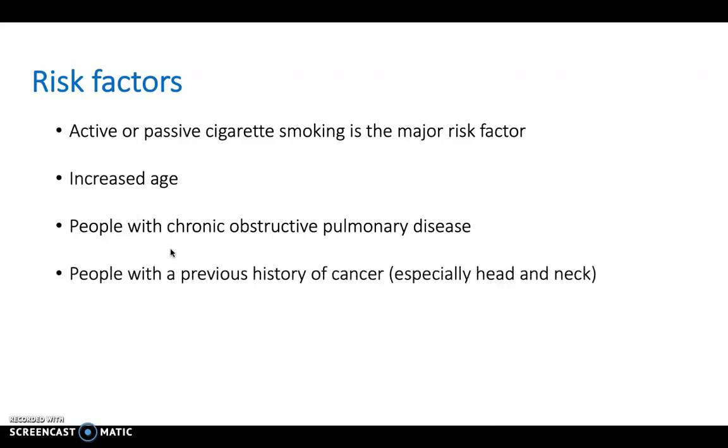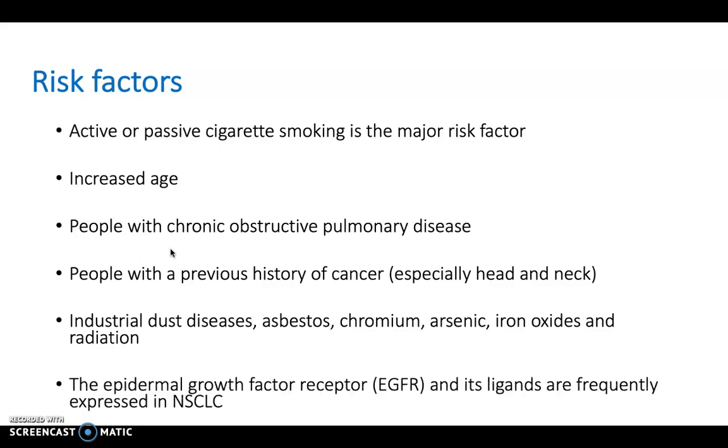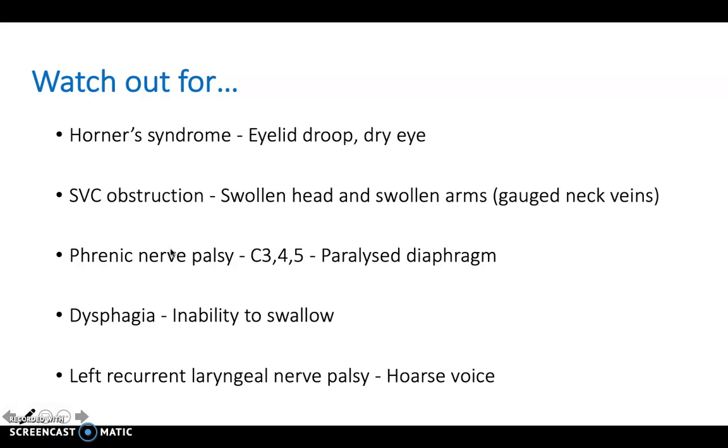People with a previous history of cancer, especially head and neck, are more likely to get lung cancer. And those who've worked in the industry of dust, asbestos, chromium, arsenic, iron oxalates, and radiation, so different metals which are linked to lung cancer as well. There's also evidence that the epidermal growth factor receptor and its ligands are frequently expressed in non-small cell lung cancer as well. It's also important to recognise these symptoms which may indicate lung cancer in certain locations within the lung.